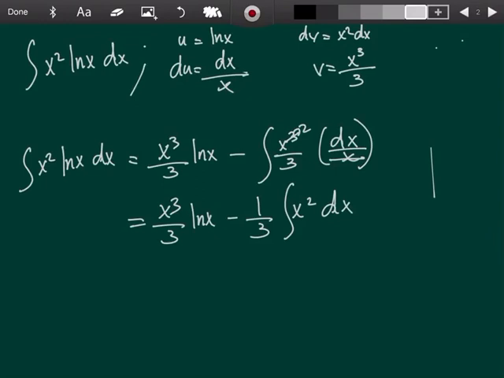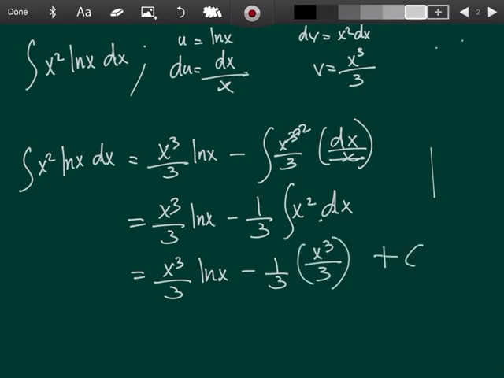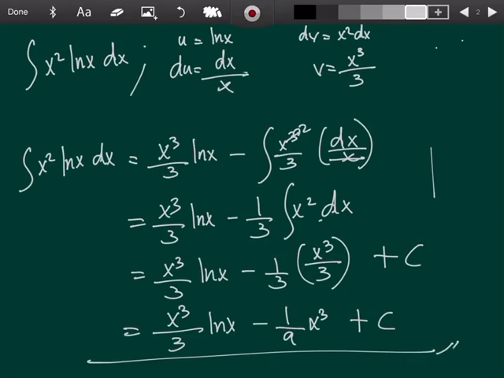So, pansin nyo, parehas ito dun sa nasa taas, diba? So, x cubed over 3 ln x minus 1/3. Anong integral ng x squared dx? x cubed over 3, diba? Plus arbitrary constant. So, copyin lang natin, x cubed over 3 ln x minus 1/3 times 1/3, 1 over 9 x cubed plus c. So, that's the answer. Okay?